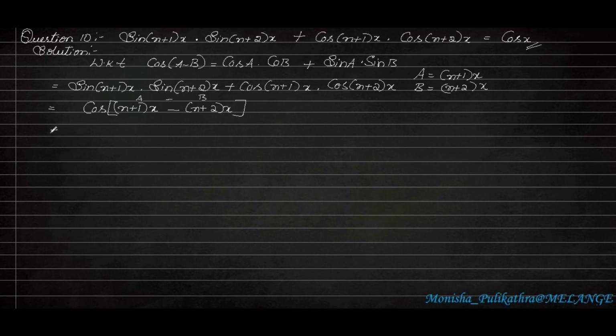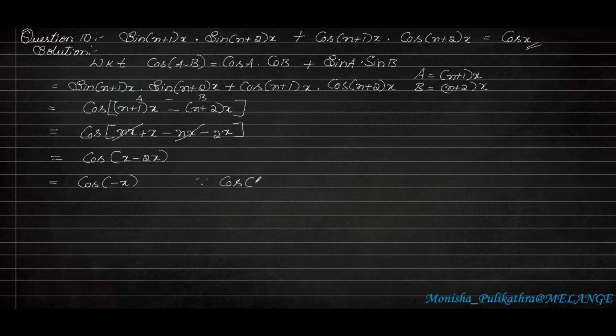Next, we have to multiply it and take out of the bracket. So n into x is nx, plus x into 1 is x. Minus n into x is minus nx, and minus into plus, minus x into 2 is minus 2x. So here plus nx and minus nx cancel. The remaining will be cos(x minus 2x). So what is x minus 2x? It is minus x.